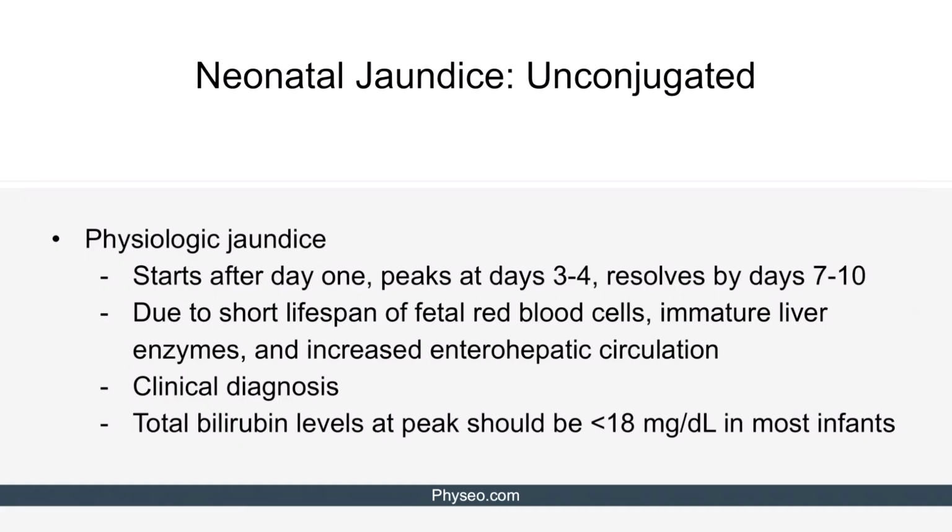Physiologic jaundice is a benign hyperbilirubinemia that occurs in many newborns. The onset of this jaundice is typically after day 1, with the appearance of jaundice peaking at days 3 to 4. It will typically resolve by days 7 to 10.